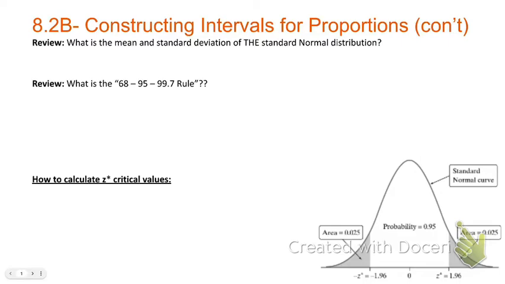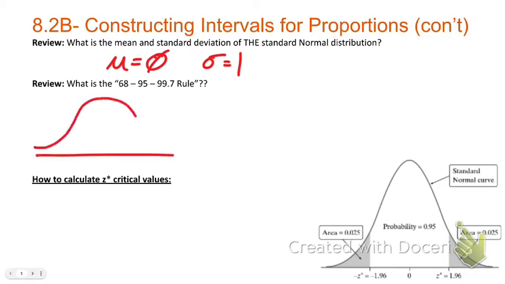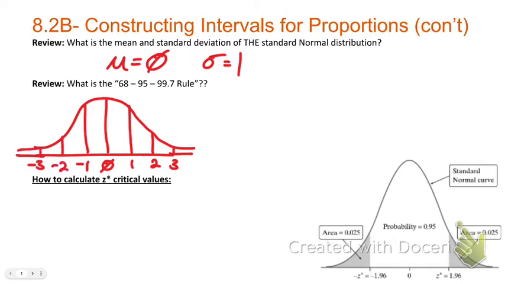Does anyone remember the mean and the standard deviation for the standard normal distribution? The mean is 0 and the standard deviation was 1. Very good. All right, so we have our standard normal distribution that has a mean of 0 and a standard deviation of 1. Now, we have the 68, 95, 99.7 rule.